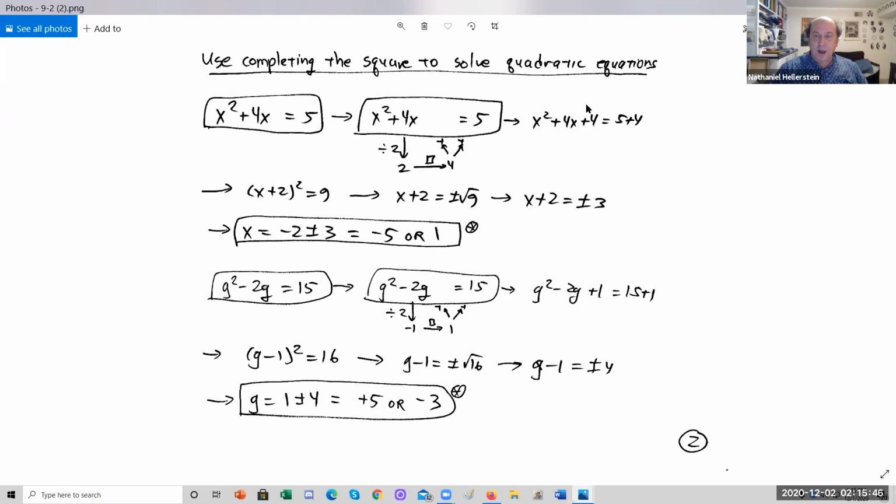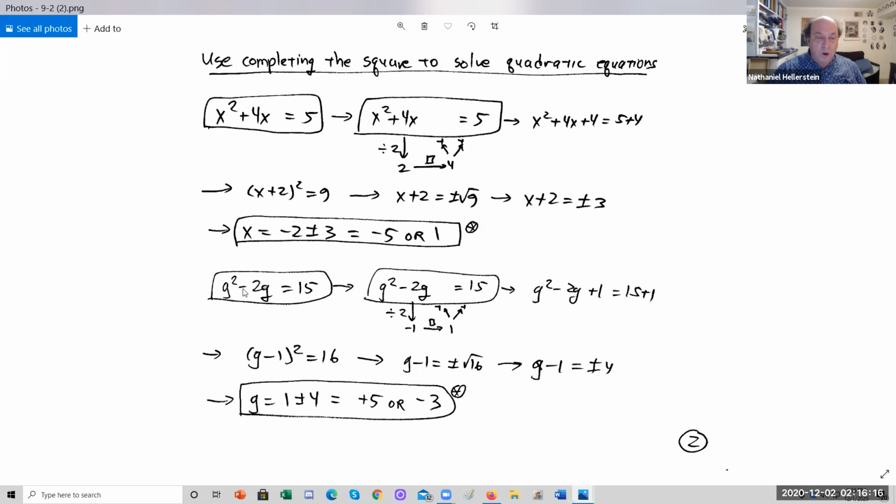Now this left side is the square of x plus 2, right here. And 5 plus 4 is 9. Now we have x plus 2 squared equals 9, and now we can solve by square roots. Take the square root of both sides. X plus 2 is plus or minus root 9. X plus 2 is plus or minus 3. Subtract 2 from both sides and get x equals negative 2 plus or minus 3. That's either negative 5 or positive 1, and these are the solutions to this equation.